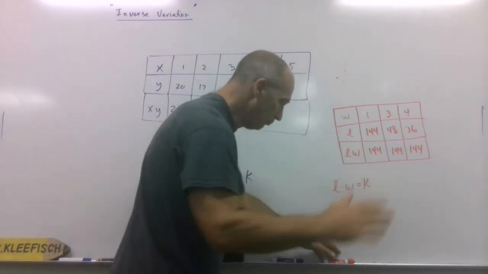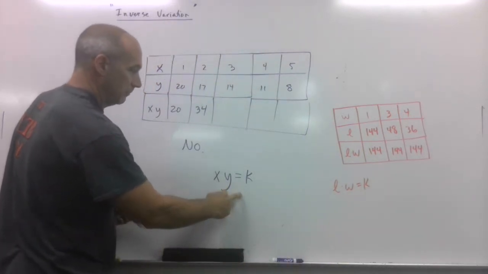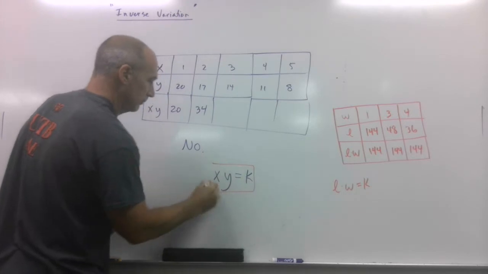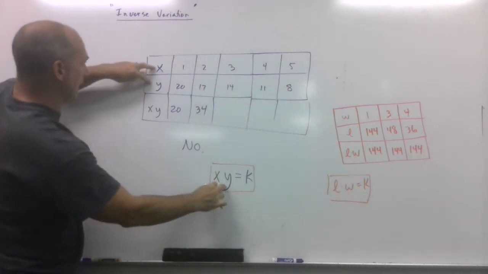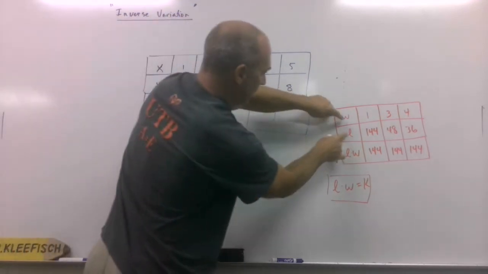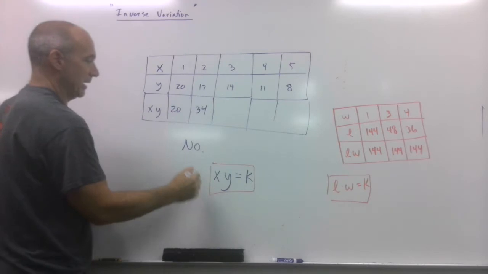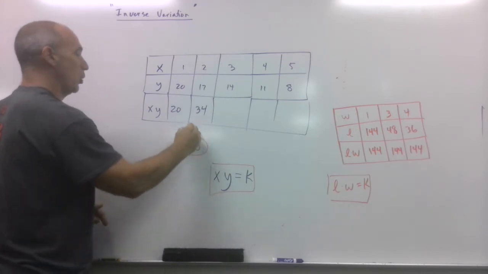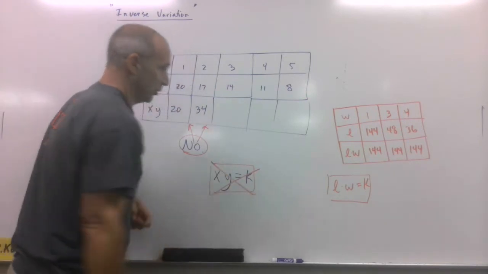Now, here's the thing. Right here, this is the same formula as this. But notice, we've got x times y in this problem, and we've got length times width in this problem. These are the same formulas. The point I'm trying to make is that because there is no inverse variation there, you cannot use that formula.